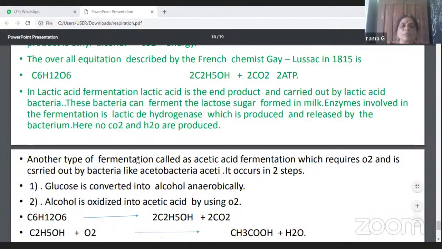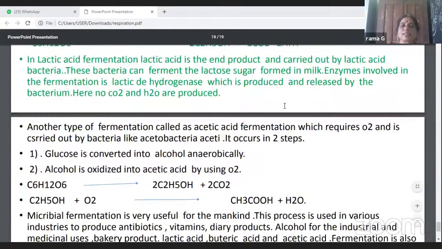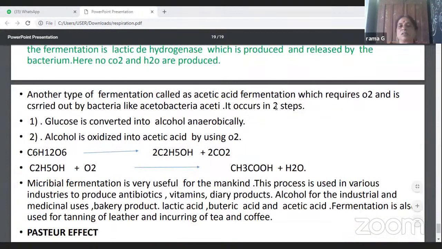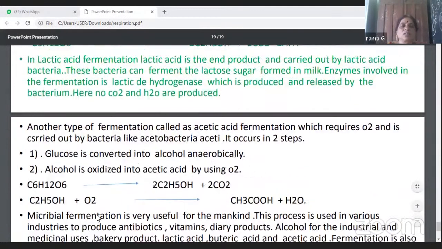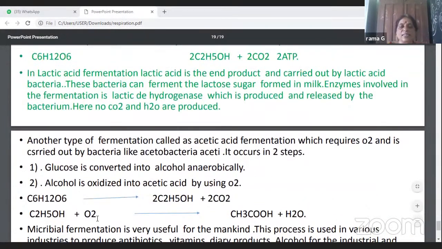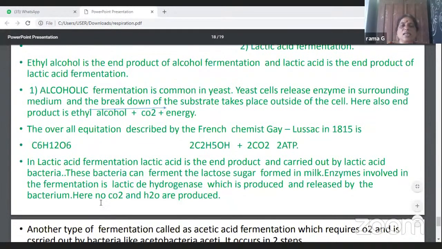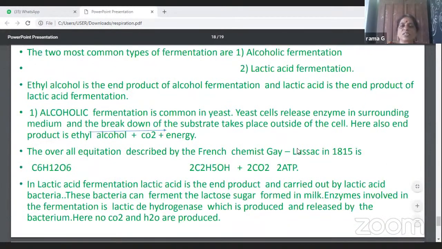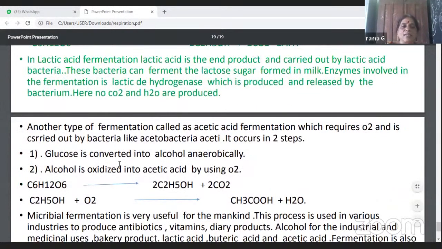Then there is another type of fermentation called acetic acid fermentation. This is one more type besides alcoholic fermentation and lactic acid fermentation. Acetic acid fermentation requires oxygen and is carried out by bacteria like Acetobacter aceti. It occurs in two steps.